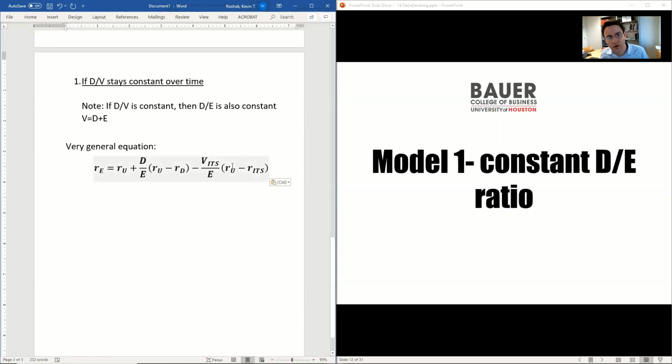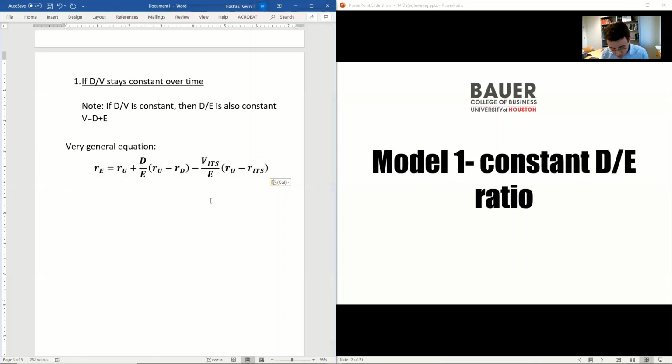This is our very general relevering equation. If we can say something about the tax shields, then we can say something about relevering. Right now, it's hard to use this equation. It's too general. We have too many variables. We need to pin down these tax shields and say what's going on there, and then we'll be able to actually implement this equation.